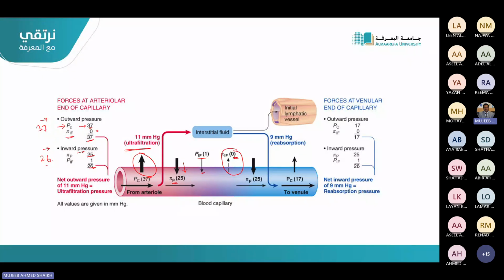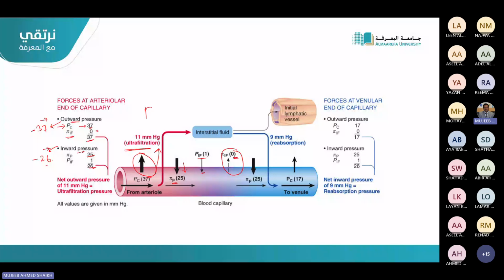Which force is bigger? 37 or 27? Inward or outward? 37 is not inward. Outward is 37, and inward is 26. Simple. Which one is bigger out of 37 and 26? Outward. So fluid will be moved outward from the circulation.